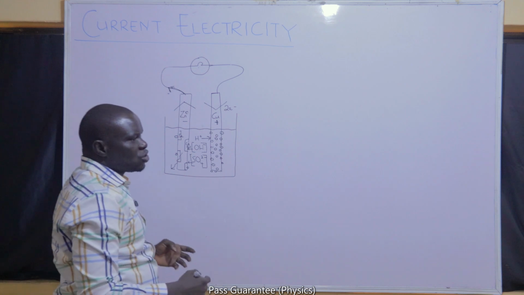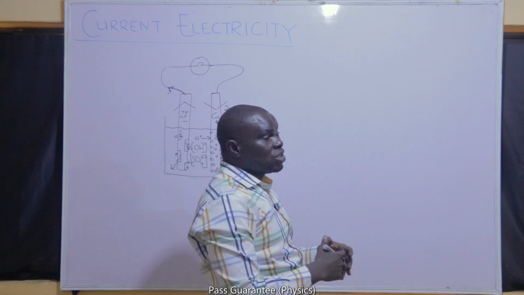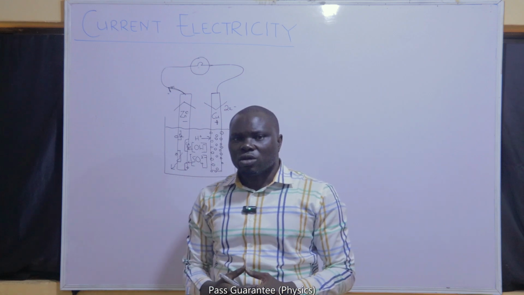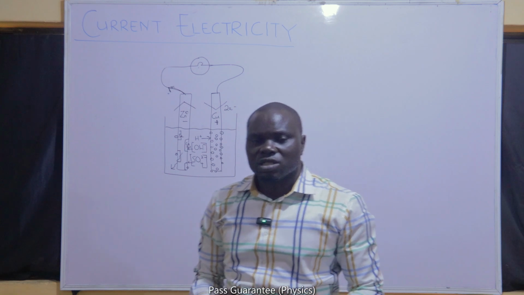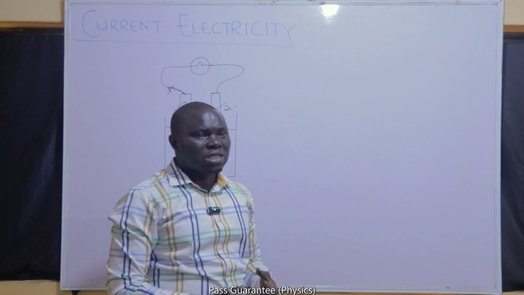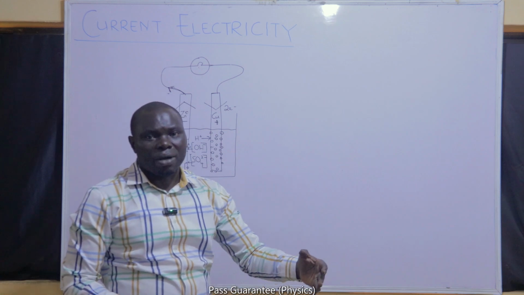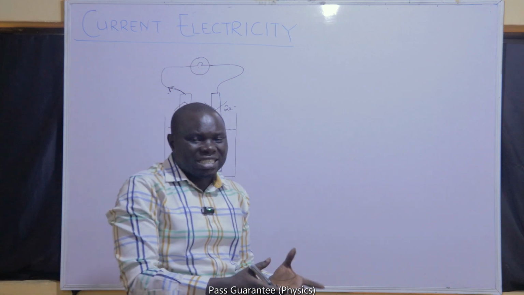Components do not use electron. When your fan is operating, it does not use electron. When your bulb is lighting up, it does not use electron. Components that you have in your house that seem to work on the basis of electricity do not use electron. What happens is electrons simply pass through them. When electrons pass through them, the electron will create an effect in them.